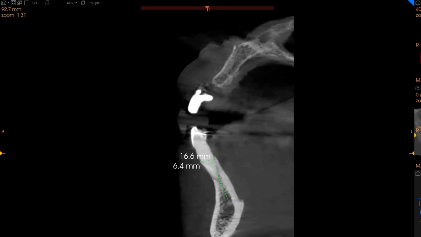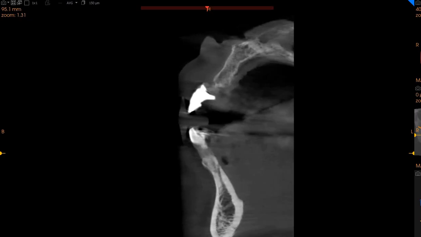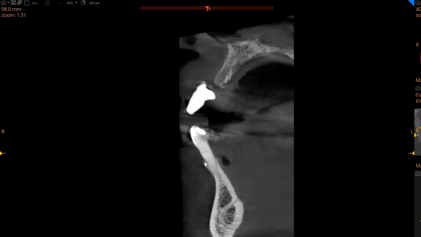Moving to these teeth, which show periodontally compromised bone. As you can see here, this is extreme bone loss, possible mobility, 6 millimeters of width with 14 millimeters of height. Close to the apex of the tooth, you've got just 3.5 to 4 millimeters of bone.